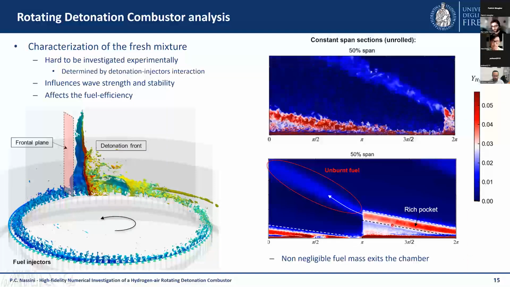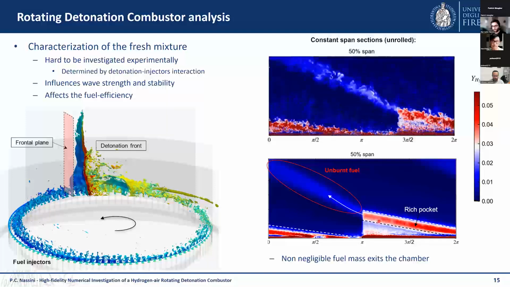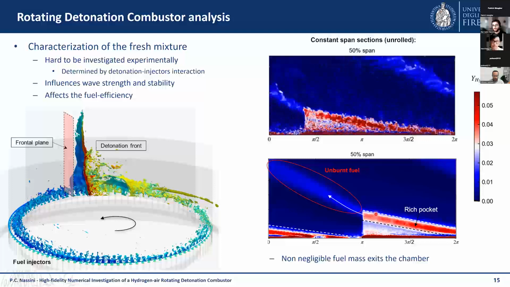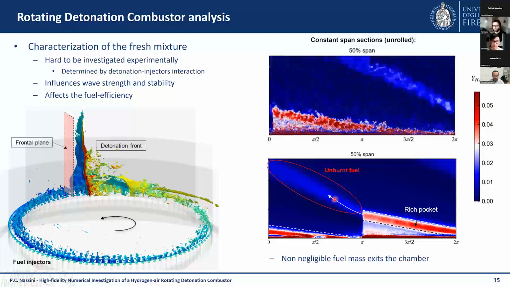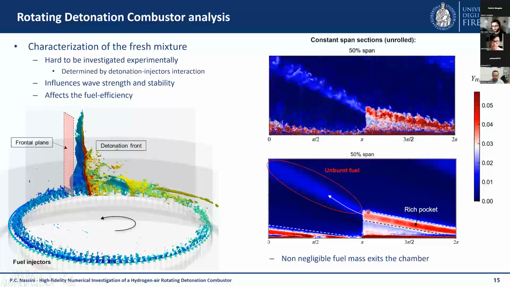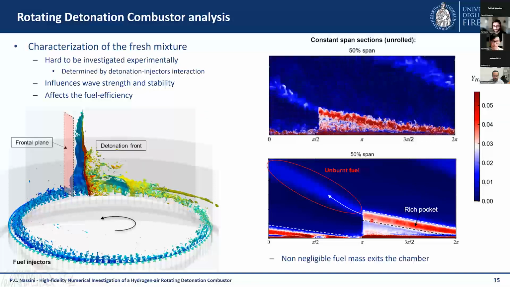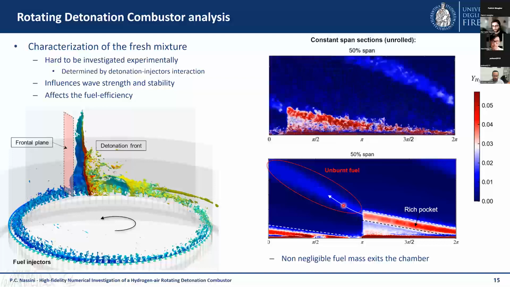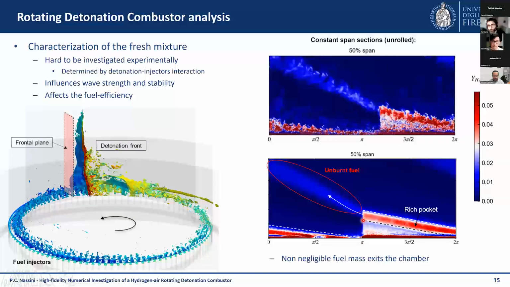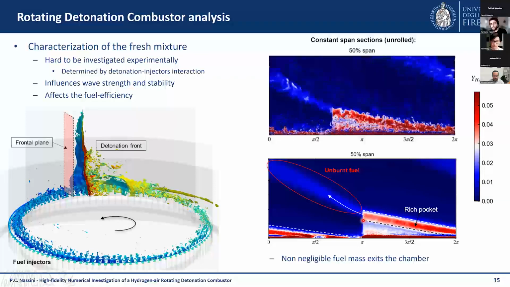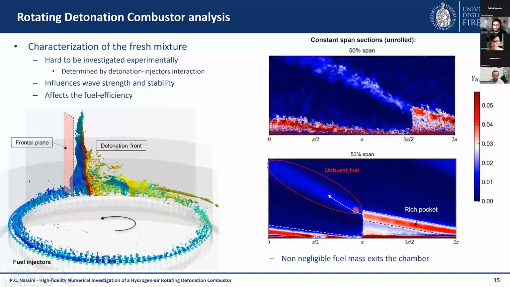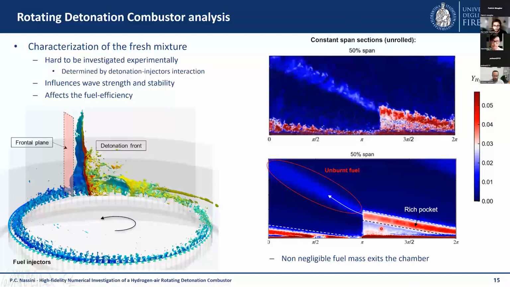And in this condition, we can see that specifically we have a rich pocket of mixture at the top of the region, and so it's not possible to burn this gas completely because there is not enough oxidant in this part. This, of course, is a very critical situation in a system where the residence time inside the combustion chamber is very small.